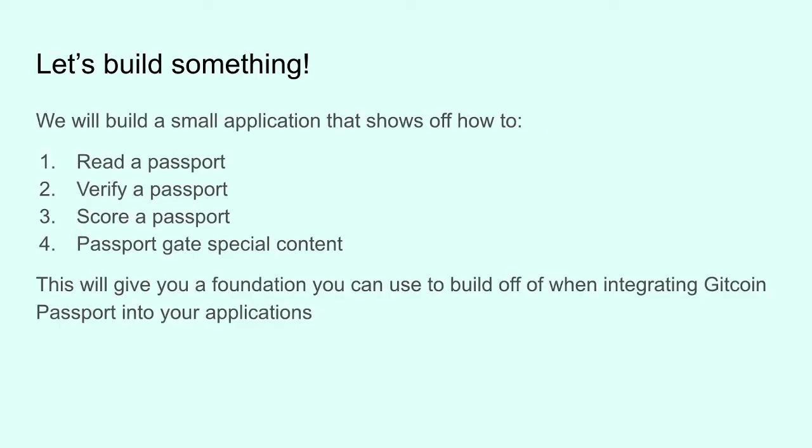So now that we know a little bit about Gitcoin Passport and why it's useful, let's build a small sample application that will teach us the basics of loading a passport, verifying a passport, scoring a passport, and then using that score to gate special content from certain users. This will give you a foundation, and you can use this to build off of when you're integrating Gitcoin Passport into your future applications. So let's get started.